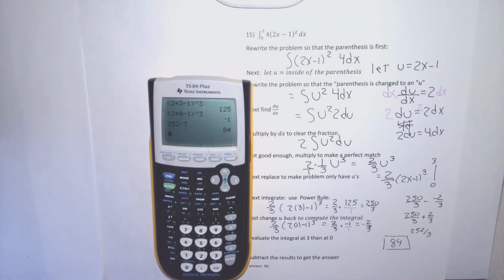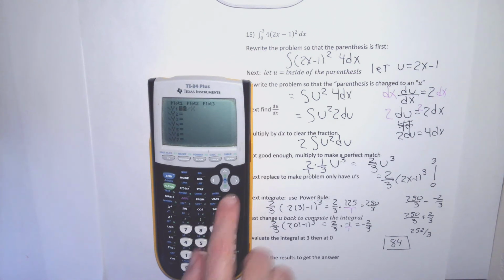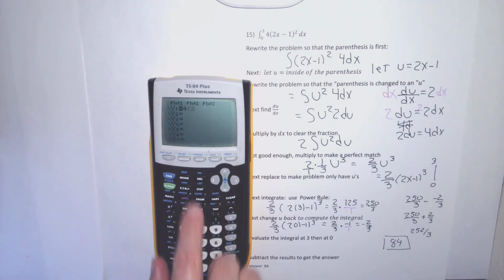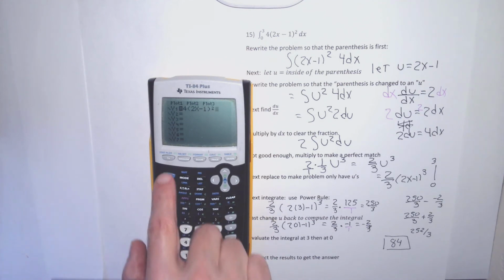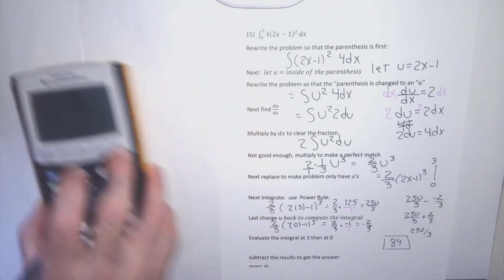Again, an answer without any work is going to get you almost no credit, because I could just do this: 4 times parentheses 2x minus 1 squared, second calc value, lower limit 0, upper limit 3. Checked my answer. I shouldn't write down a wrong answer, but I should show the work.